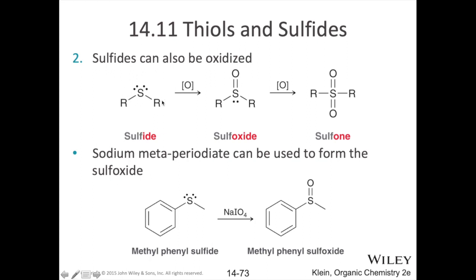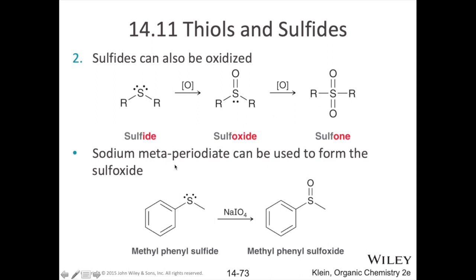Okay, other things you can do with sulfides, you can oxidize them. You can take a sulfide and oxidize it to a sulfoxide, which is like an analog of a carbonyl compound, except you've got a sulfur instead of a carbon there. And then you can oxidize this onto a sulfone. Okay, so a sulfone is kind of similar to sulfuric acid, except you've got alkyl groups instead of OH groups.